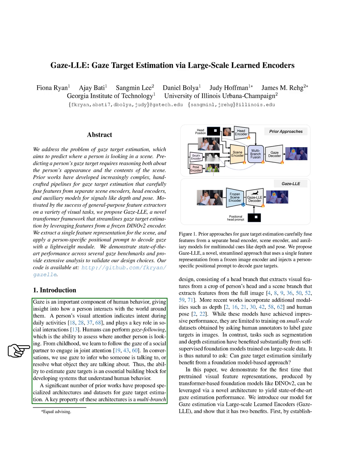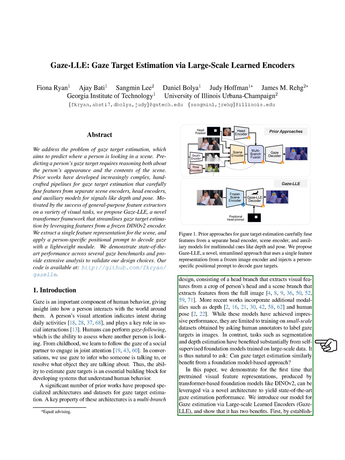Therefore, estimating gaze targets is vital for creating systems that comprehend human behavior. Many previous studies have developed specialized architectures and datasets for gaze target estimation, often using a multi-branch design. This design typically includes a head branch that captures visual features from a person's head and a scene branch that analyzes the entire image. Recent advancements have also integrated additional data types, like depth and human pose.